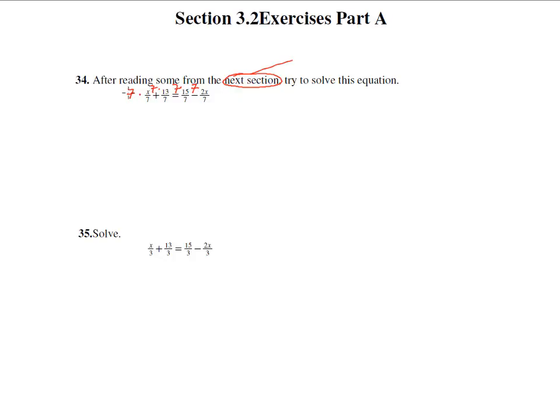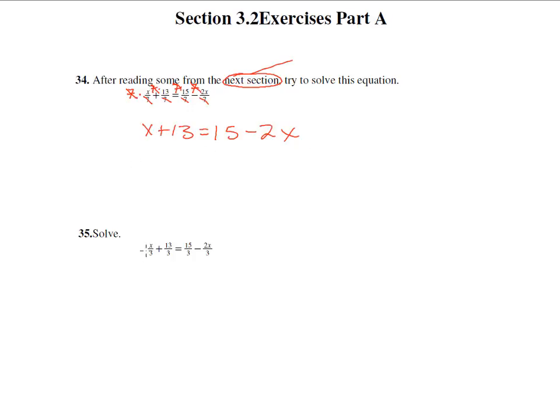And what happens? 7 divided by 7 is gone. That's amazing. You guys have ultimate power. You can multiply everything by 7. Then you have x plus 13 equals 15 minus 2x. Look at how it changed that. Now you can add things to both sides and it'll work just fine.